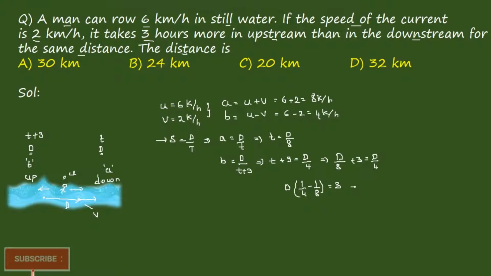If you take the LCM, it becomes D into 1 by 8 is equal to 3, and D is equal to nothing but 24 kilometers. So the distance D is 24 kilometers. So the answer is option B.